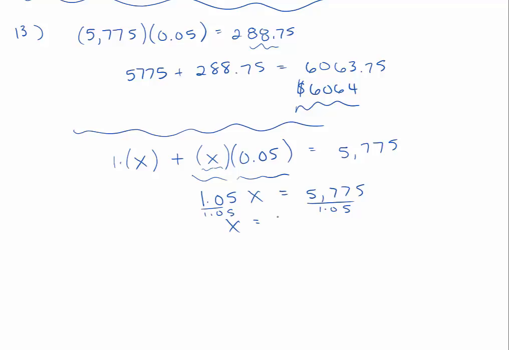And then again, to solve for x, I divide both sides by 1.05, and what do I get? Well, let's take a look at our calculator. We say 5,775 divided by 1.05, and if you do that in the calculator, you get $5,500. And if that's not A, B, C, or D, you might be like, oh, I did it wrong, right? But that's B. So if I was doing this problem, I would say it was B, right?